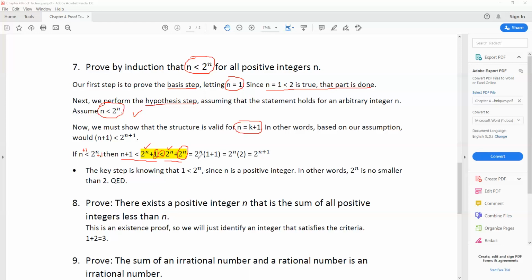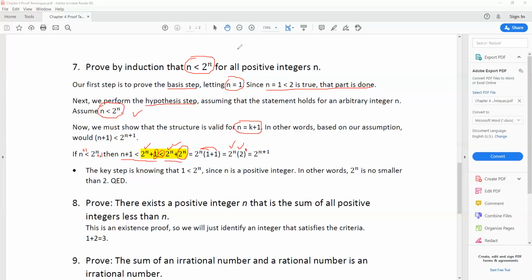And then I did a little algebra trick here. I factored out 2 to the power of n, and that leaves me in parentheses 1 plus 1, because if I distribute 2 to the power of n times 1 plus 2 to the power of n times 1, that's equivalent to 2 to the power of n plus 2 to the power of n. Why did I do that? I did that to show that I can rewrite that as 2 to the power of n times 2. And of course, when the bases are the same, you add the exponents, which gives me 2 to the power of n plus 1.